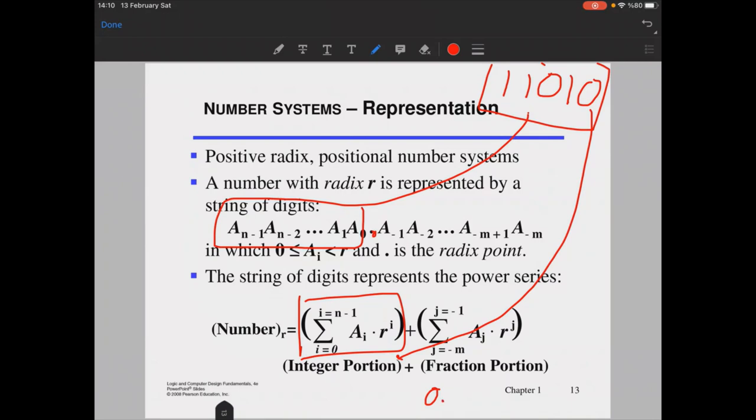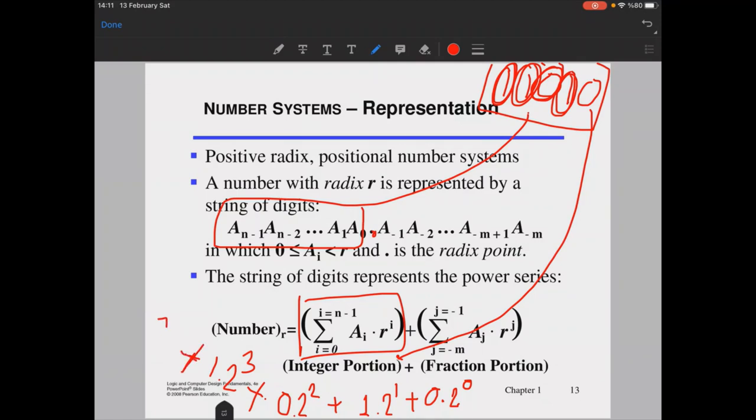0 times 2 to the power 0 plus, now I do this for 1, 1 times 2 to the power 1 plus for this one, 0 times 2 to the power 2, and for this one, 1 times 2 to the power 3, and for this one finally, plus 1 times 2 to the power 4. Right, that's it. And now I just write their numbers.